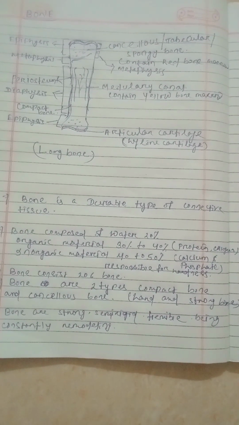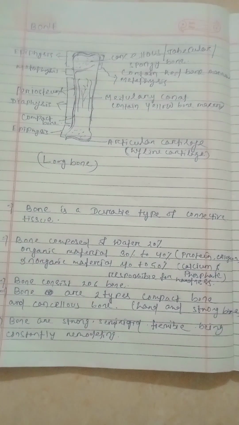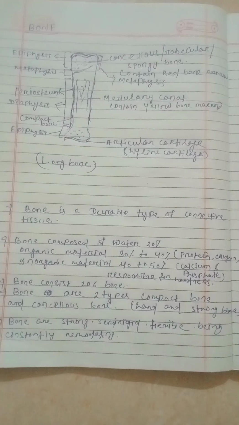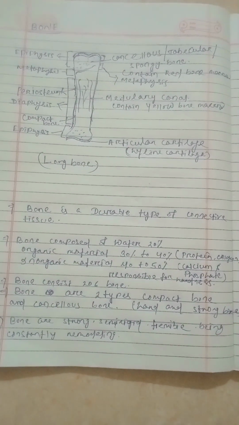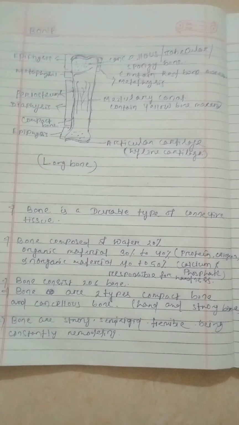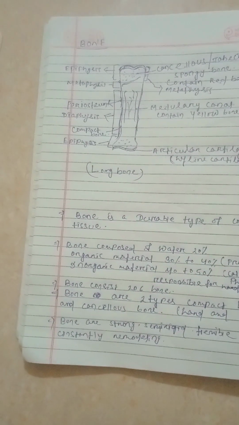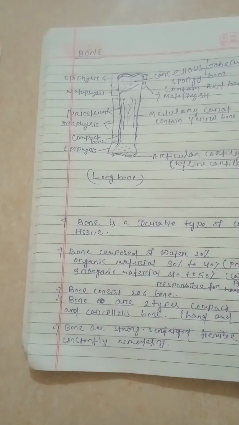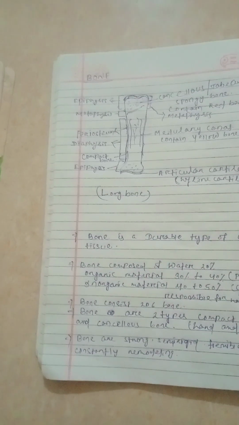First of all, the bone. Bone is a durable type of connective tissue. Durable means strong and hardening of the tissue or bone. Bone is composed of three materials: water, organic substance, and inorganic substance. Water is 20%, organic material 30 to 40%, and inorganic material 40 to 50%.